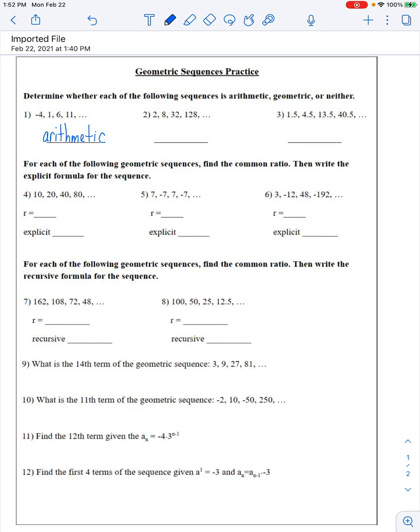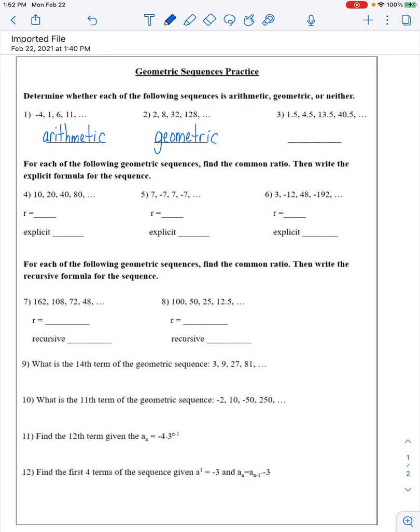Take a look at number 2. Well, 2 plus 6 is 8, but 8 plus 6 is not 32. But I do notice that 2 times 4 is 8, 8 times 4 is 32, and 32 times 4 is 128. So since there's a multiplying pattern, that's going to be a geometric sequence.